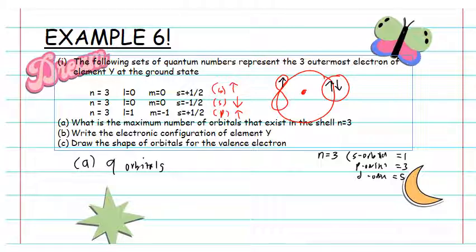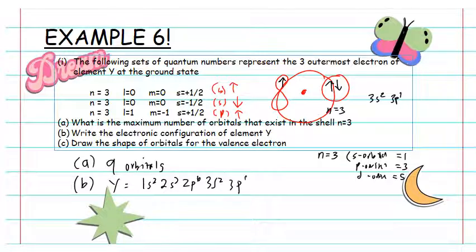So for B, write the electronic configuration of element Y. So ending di outermost electron pada n sama dengan 3. Kita tahu ending dia mesti 3s2 dengan 3p1. Therefore, mari kita tulis dia punya electronic configuration of element Y. Y equal to 1s2, 2s2, 2p6, 3s2, 3p1.